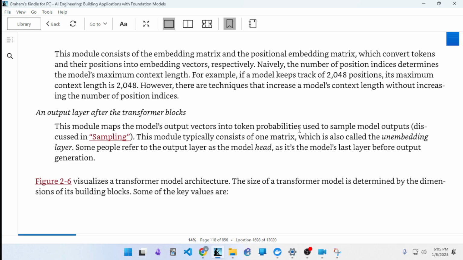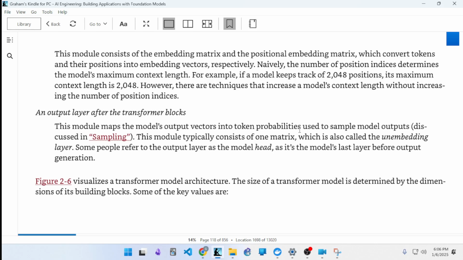However, there are techniques that increase a model's context length without increasing the number of position indices. An output layer after the transformer blocks. This module maps the model's output vectors into token probabilities used to sample model outputs, discussed in sampling. This module typically consists of one matrix, which is also called the unembedding layer. Some people refer to the output layer as the model head, as it's the model's last layer before output generation.